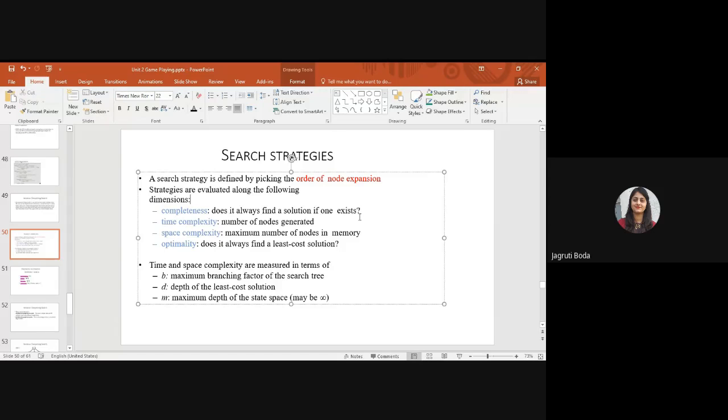Now the second term is time complexity. The number of nodes generated means the time taken to generate that number of nodes. So this is your time complexity. Now the third is space complexity. The maximum number of nodes in memory is your space complexity. And what is optimality? Does it always find a least cost solution?